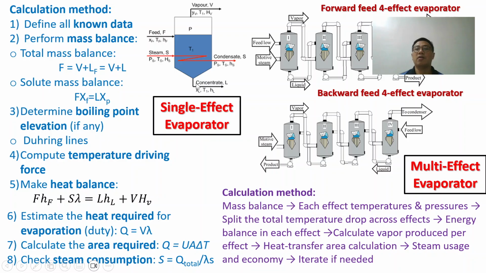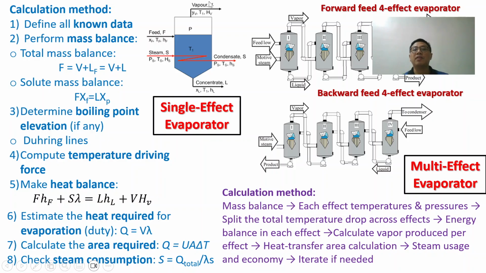We call it the concentrate, the product of our process. We use L to represent the liquid phase. XL is the solid concentration, the mass fraction of the solid inside the concentrate. The temperature, we assume, is the same as the temperature inside the tank, the boiling point of the liquid. H is the enthalpy of the concentrate at this temperature. Generally, these are the information that we need.